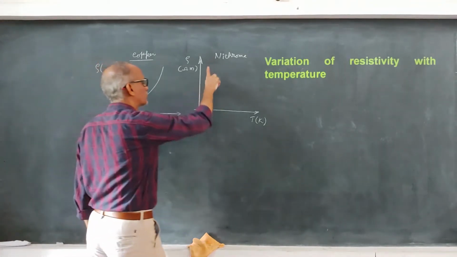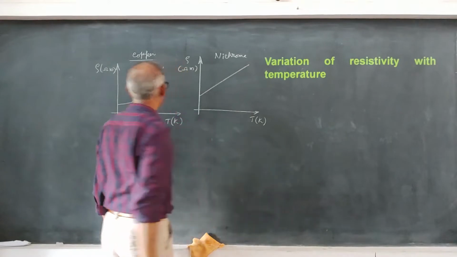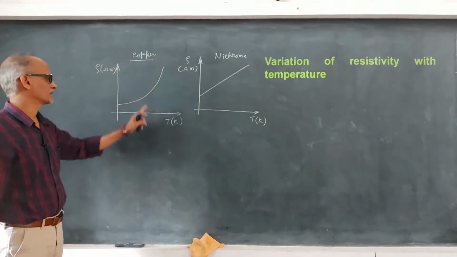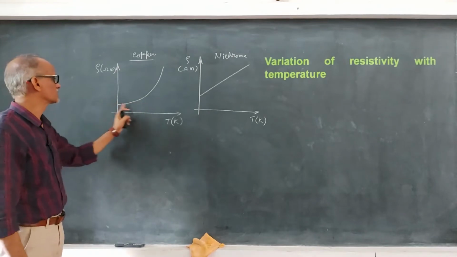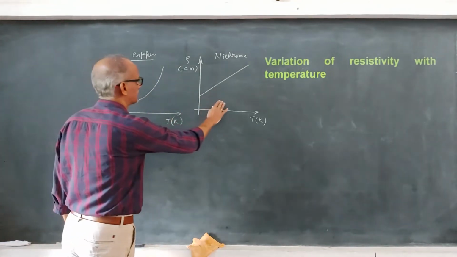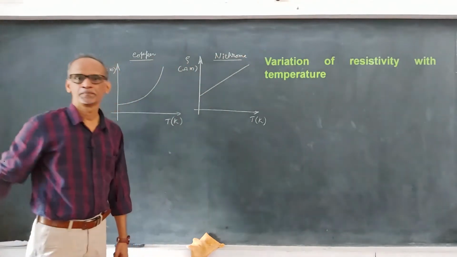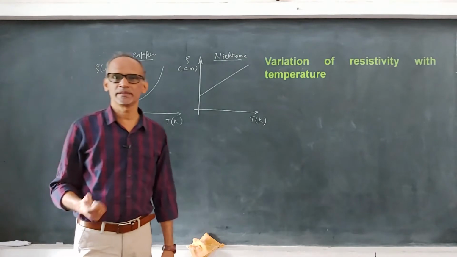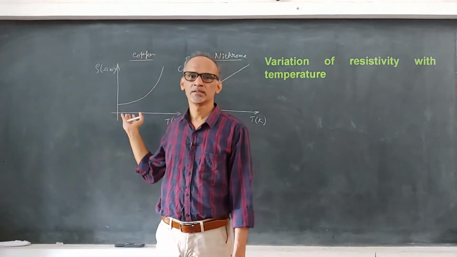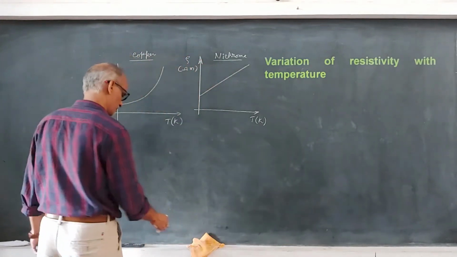Even in the material nichrome, we get almost a straight line like this. So this is the variation, but in any case there is increase in the resistivity. As the temperature increases, resistivity also increases. Only difference is here it's non-linear, here it's a linear variation. So this is in the case of conductor, because in conductor, increase in temperature increases the resistivity.